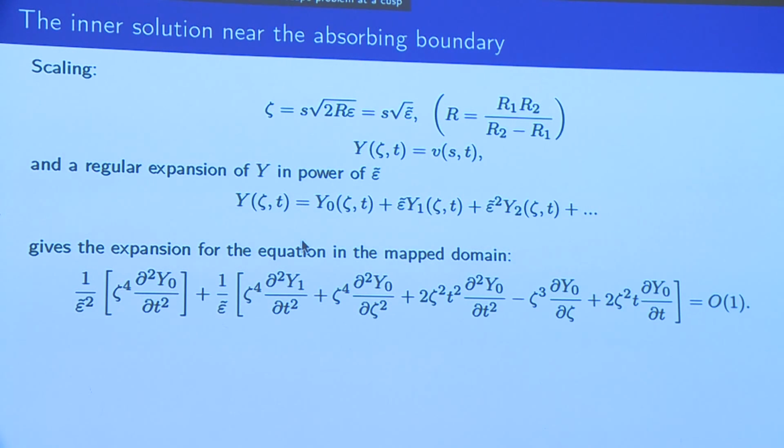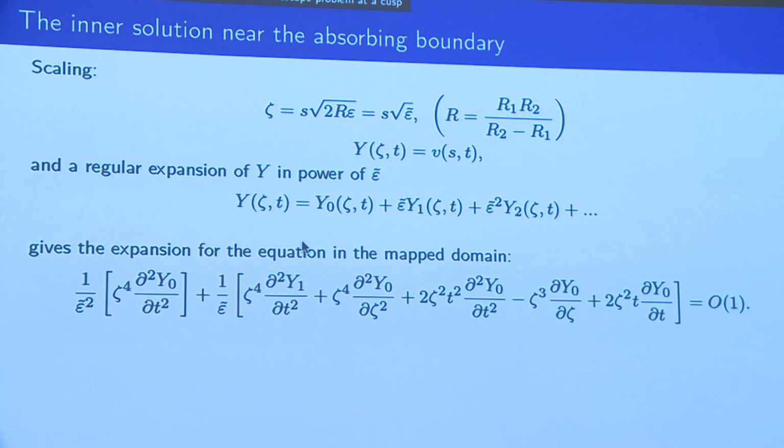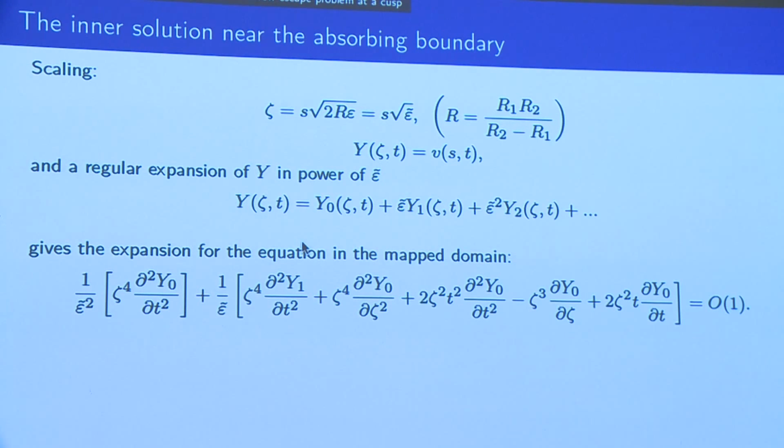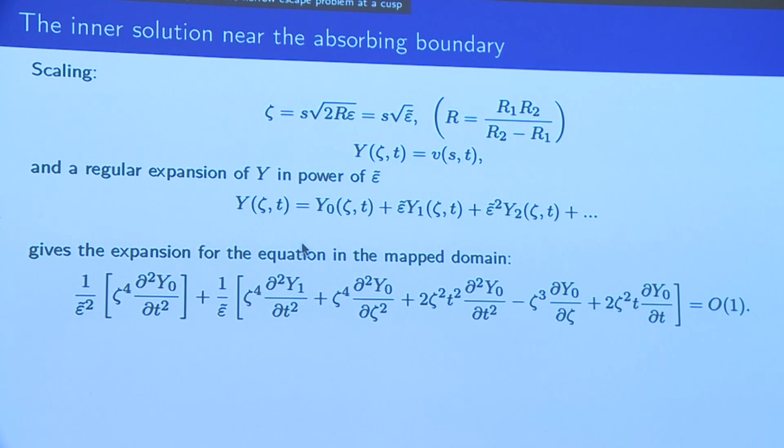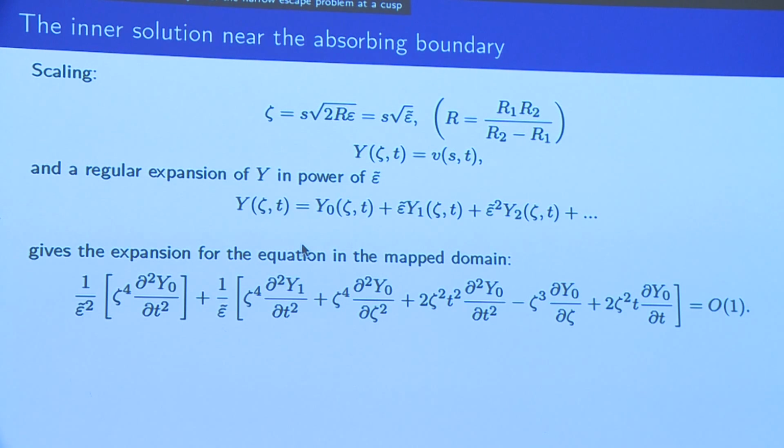Injecting this regular expansion into the equation and expanding the equation now, we obtain here the asymptotic of the equation in power of epsilon. And we will now take care of the terms of much interest, the leading order terms of the equation. The first one is in 1 over tilde epsilon squared, then the second one is 1 over epsilon, etc. Because we are looking for asymptotic analysis, we are looking at the leading order term. We will first consider the first term, which is the second derivative of y0 over t equals 0.